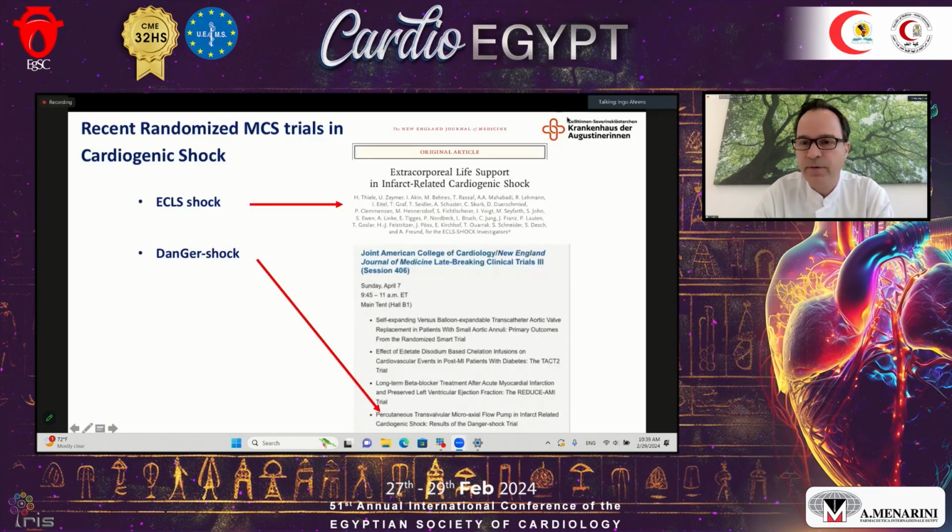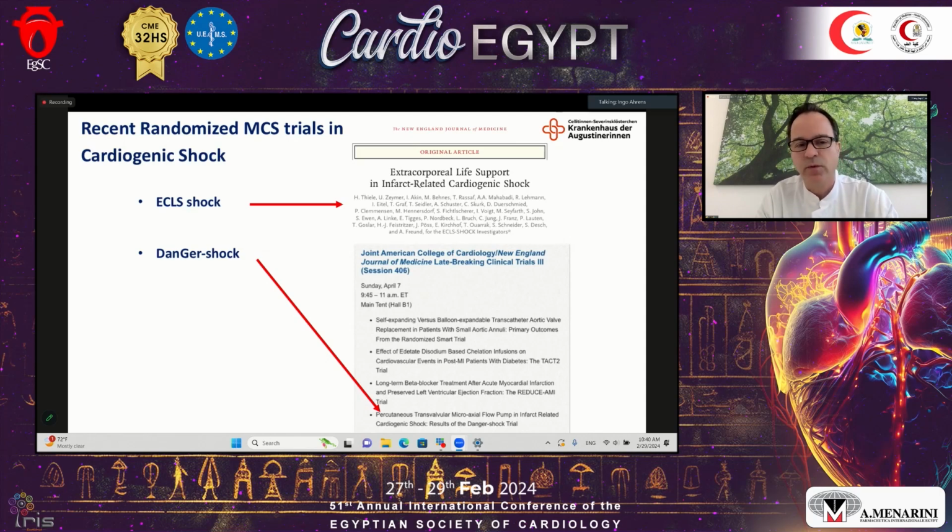So far, we have one big randomized trial that has been published last year. That's the ECLS-SHOCK trial, investigating VA ECMO in patients with myocardial infarction-derived cardiogenic shock. I will go into that a bit more in detail in the next slides. There's another trial which is finished and has been submitted and will be presented, but unfortunately not today. It's at the American College of Cardiology meeting, Sunday, 7th of April, and that's the DanGer Shock trial. It's a trial that was initiated in Denmark, and the idea is to use an impeller pump in patients with cardiogenic shock.